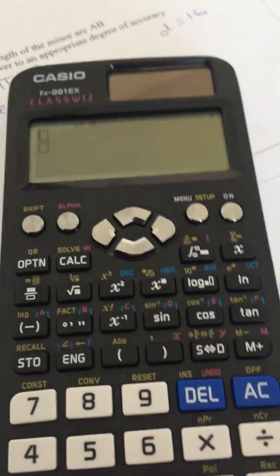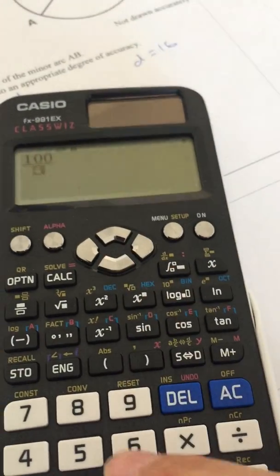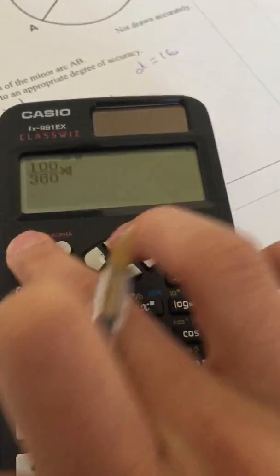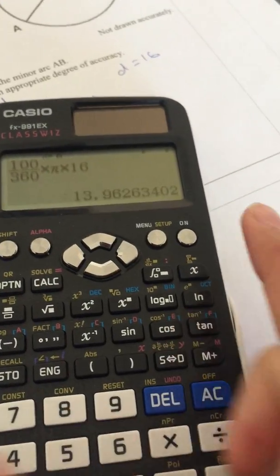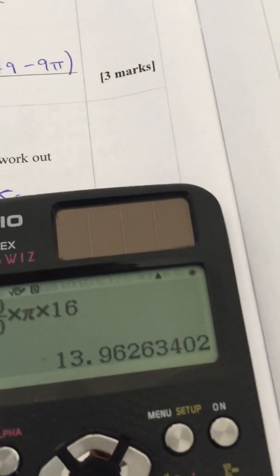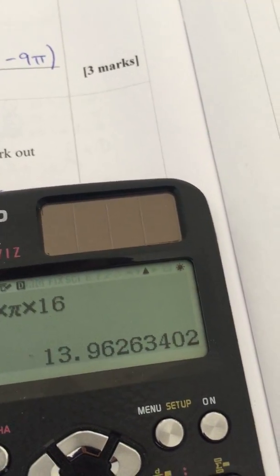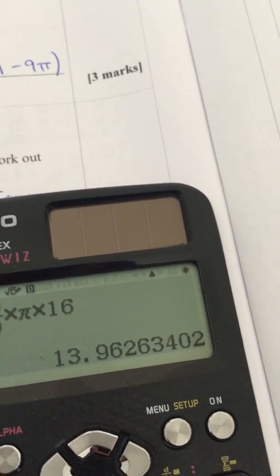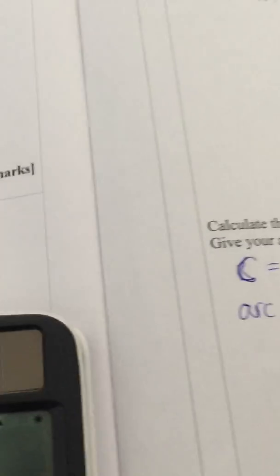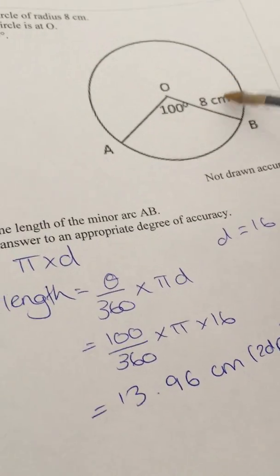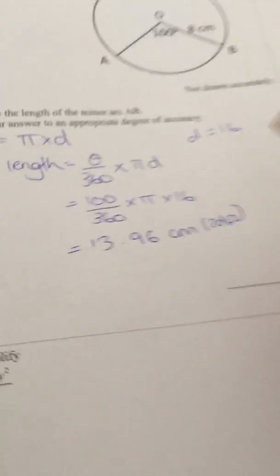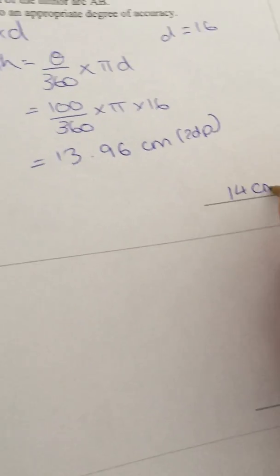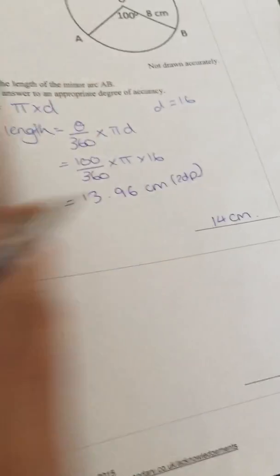Again, on my calculator. This is to an appropriate degree of accuracy. Well, that is 13.96 centimetres. That's to 2 decimal places. But an appropriate degree of accuracy. This is given to the nearest centimetre. That's given to the nearest degree, as far as I can tell. So we're going to go with an answer to the nearest centimetre, 14 centimetres.